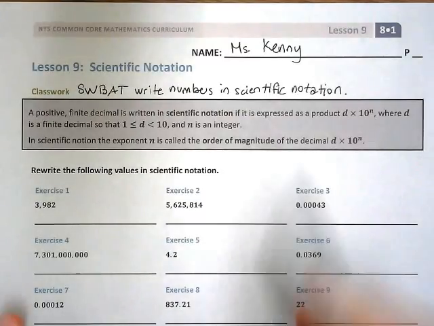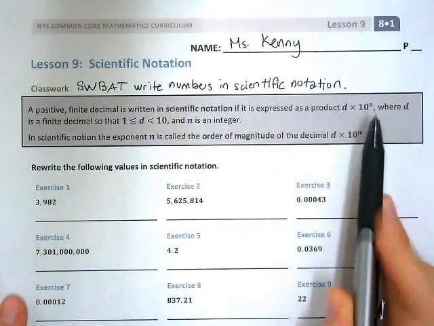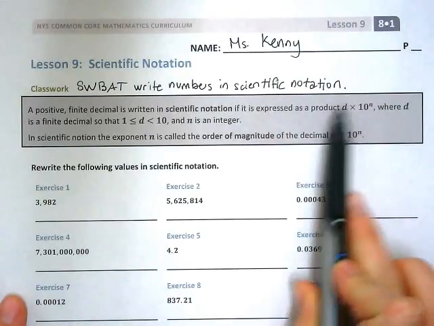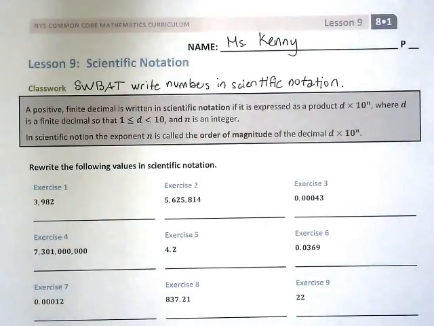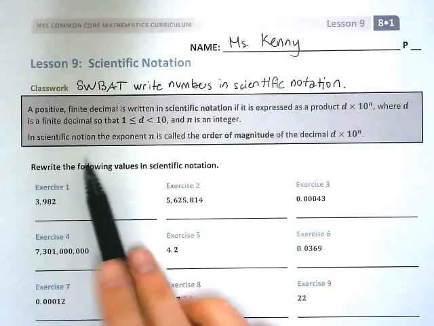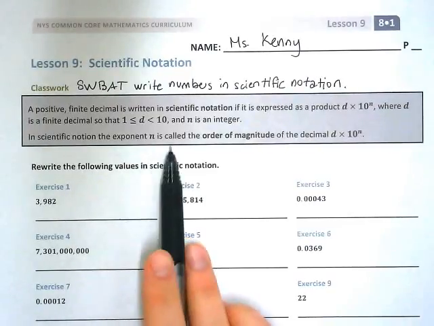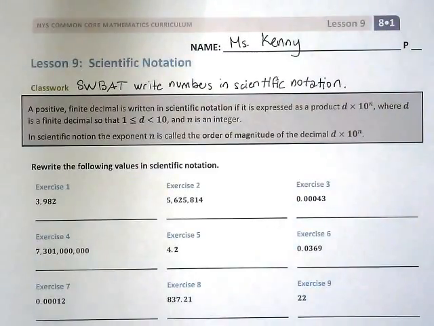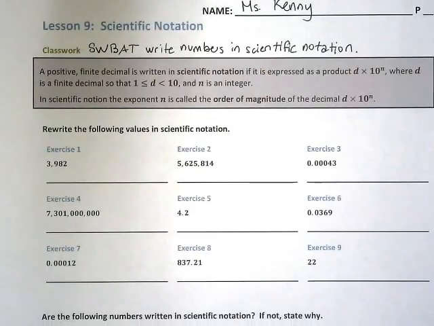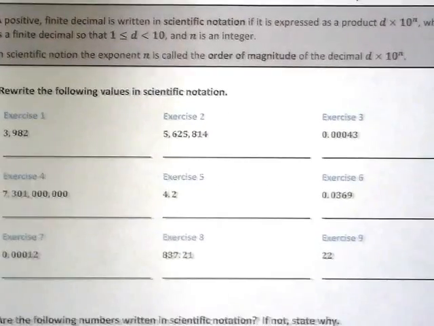But that means that we're going to write something in scientific notation where it's going to be one number times 10 to the something that would still equal the original number that we started with. And in scientific notation, the exponent n is called the order of magnitude of the decimal d times 10 to the nth power. It just means n is what's determining how large or what the magnitude of this number is. So let's do a couple examples together.